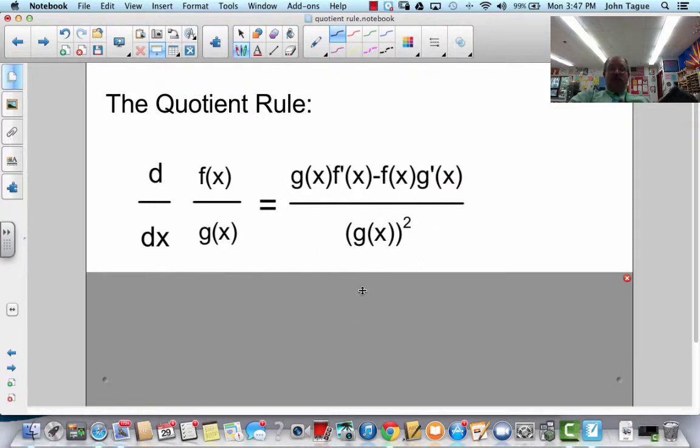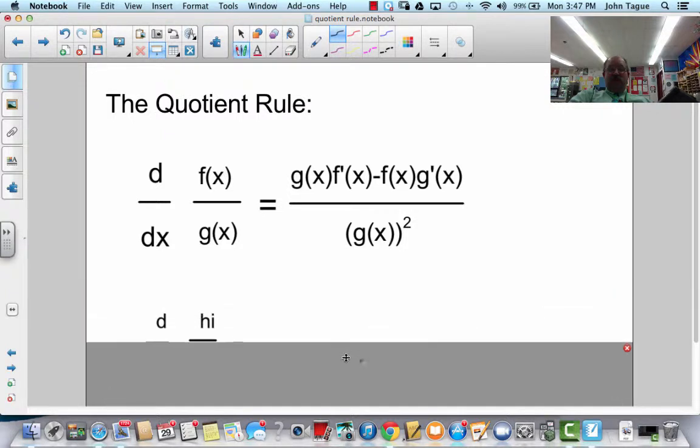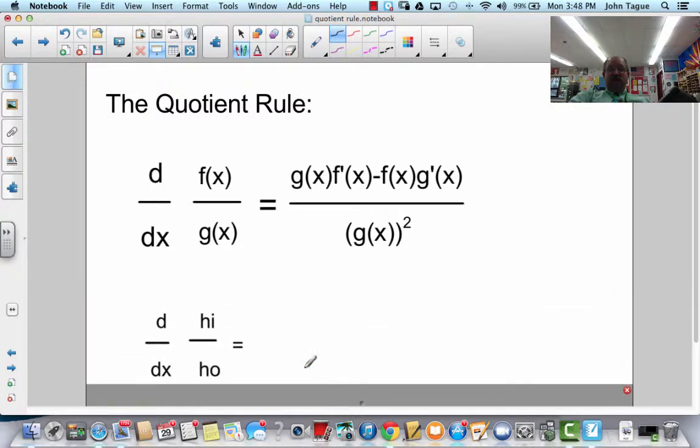If you like that, great. If you're not sure about that, you might like this. Okay? So instead of saying f of x over g of x, we'll use a little Snow White thing, hi ho, hi ho. So hi is the top one, ho is the bottom one. Some people say high over low.